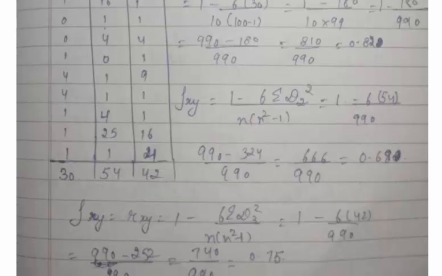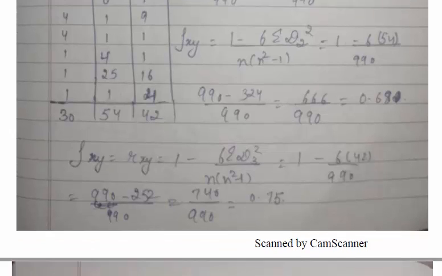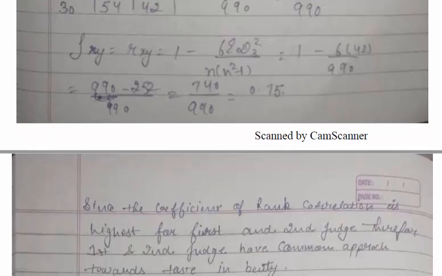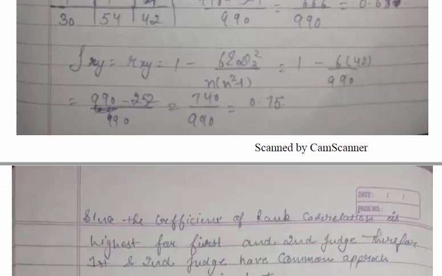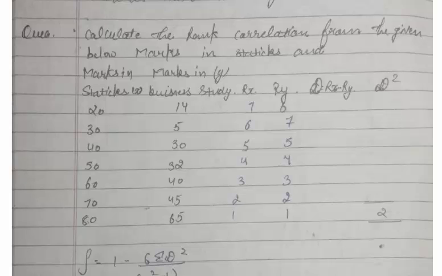So if you check these three rank correlations, the highest rank correlation is 0.82. Highest rank correlation means their taste of judgment is similar. Since the coefficient of rank correlation is highest for the first and second judge, therefore the first and second judge have a common approach toward taste in beauty, because their rank correlation is highest among these three rank correlations.